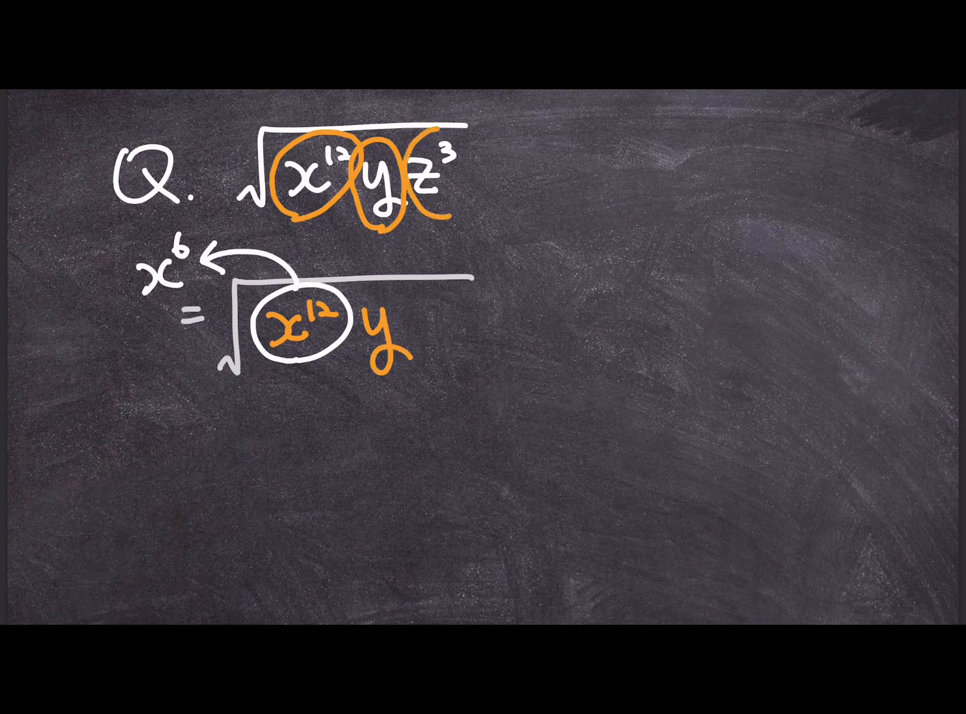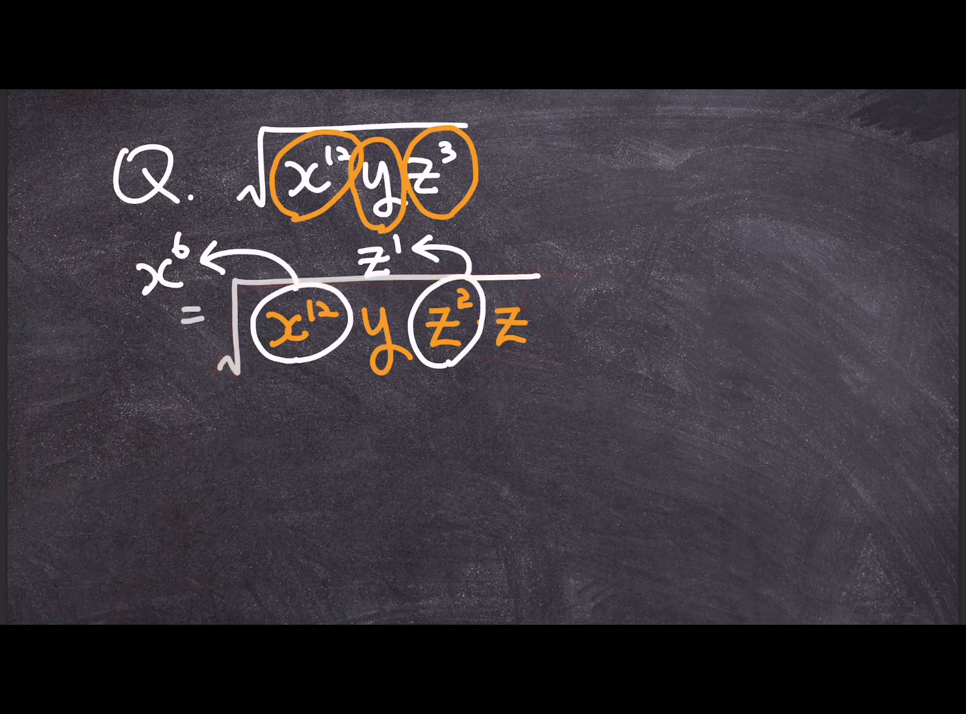And lastly, z to the power of 3, because its exponent is 3, it cannot escape completely, but if I write it this way, z to the power of 2 times z, and I'm going to extend the radical sign like that, then the first term can escape as z to the power of 1, because 1 is equal to 2 over 2, and this z to the power of 1 gets to stay underneath the radical sign.